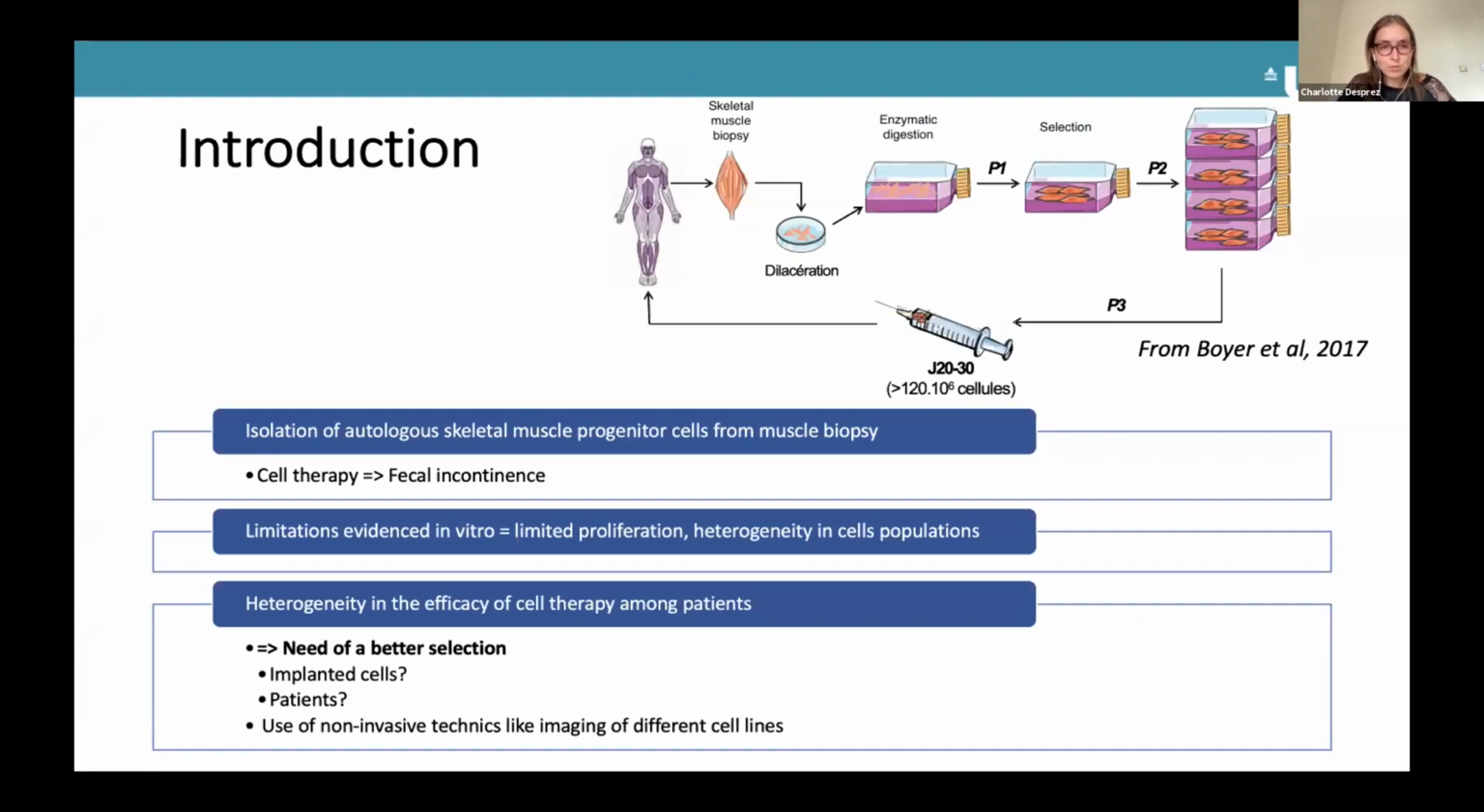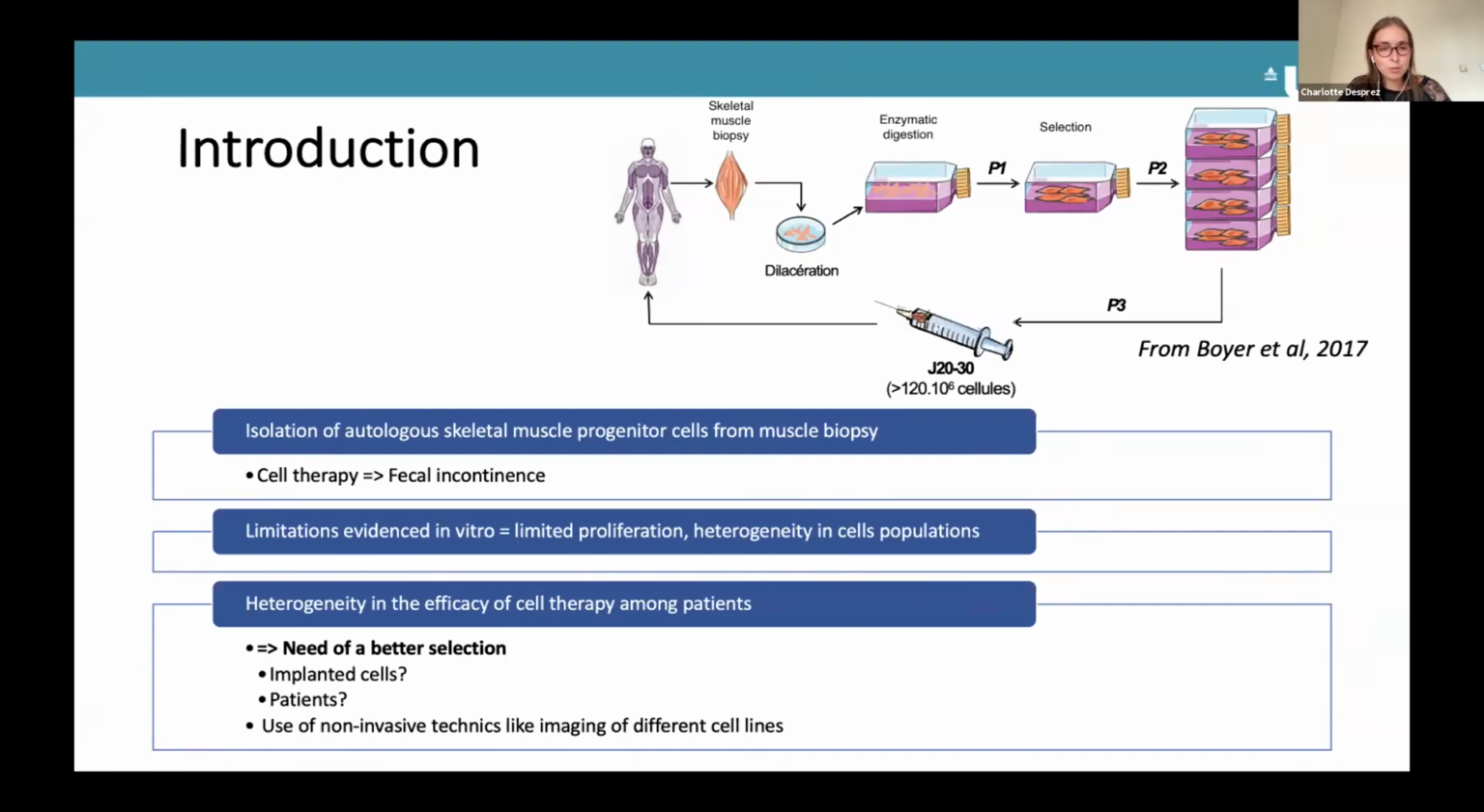The isolation of autologous skeletal muscle progenitor cells from muscle biopsy is currently used in cell therapy, and our group focuses on its use in fecal incontinence in case of sphincter lesion. There are some limitations that have been evidenced in vitro, like limited proliferation and heterogeneity in the cell population. So there is a need for better selection of the cell population that we use in cell therapy, and probably also of cell therapy on the basis of patients' characteristics.